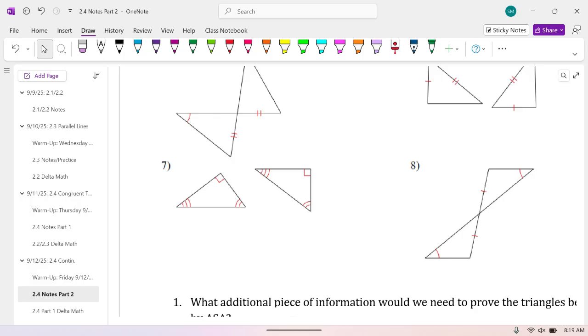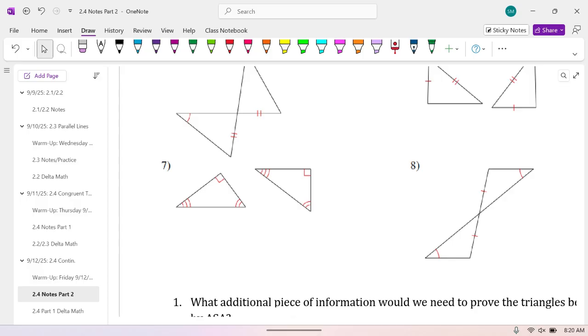So what do you guys think? Yes or no? Not congruent. Why? There's no congruent sides marked. The only thing that's marked are the angles. And what did I say yesterday about congruent angles? So if we only know the angles are congruent, we cannot assume that the triangles are congruent.